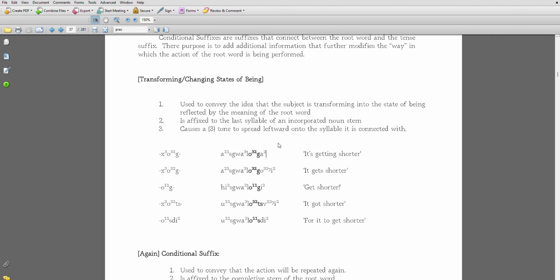So when you say asqualoga, you're saying it's getting shorter. He, she, or it's getting shorter. Asqualogoi, it gets shorter. He squalogi, get shorter as a command. Usqualozai, it got shorter. And usqualosti, for it to get shorter.